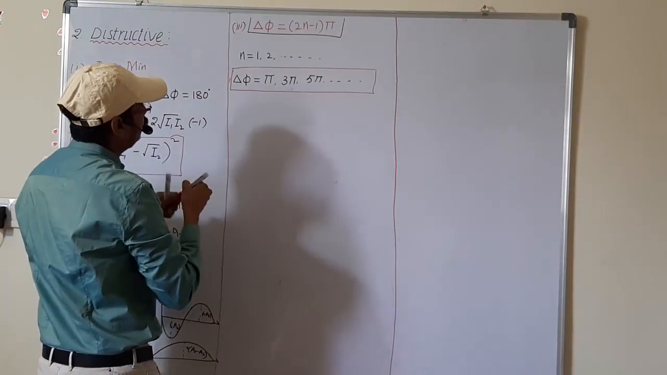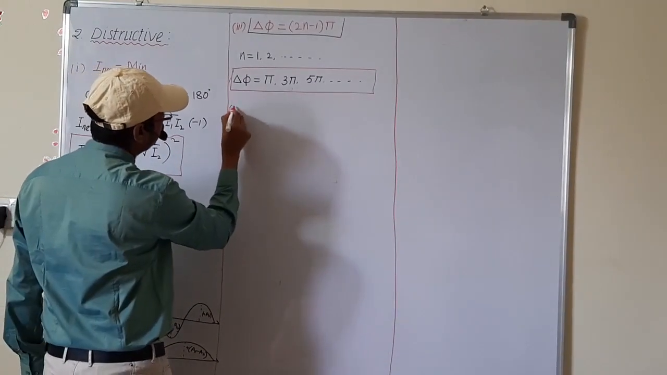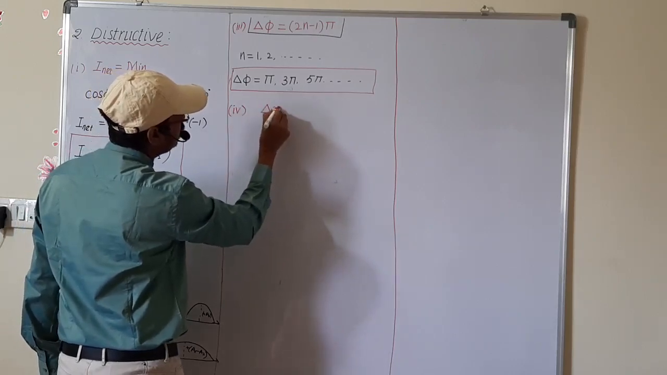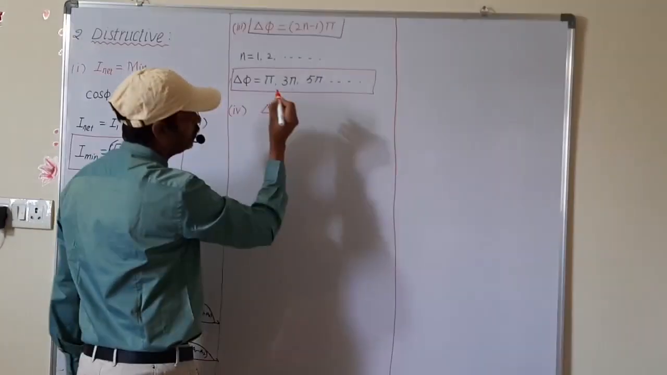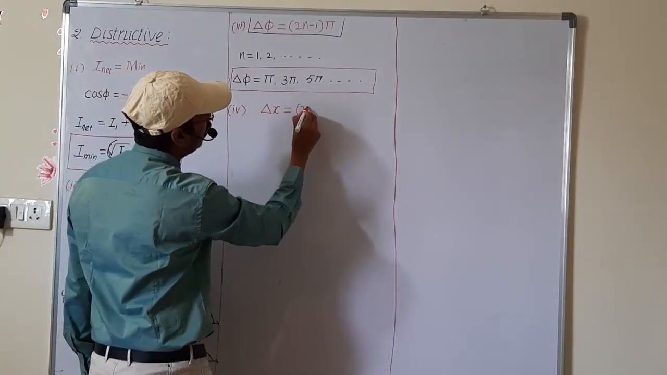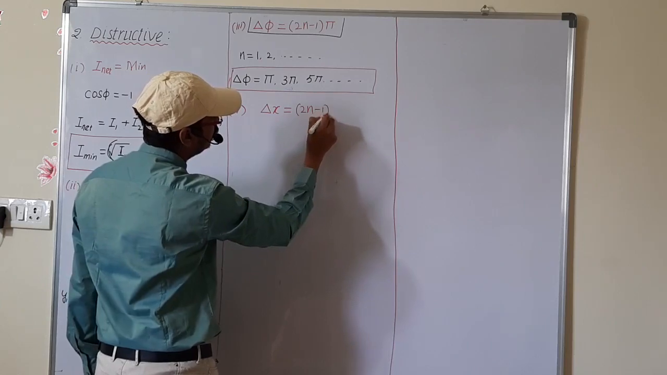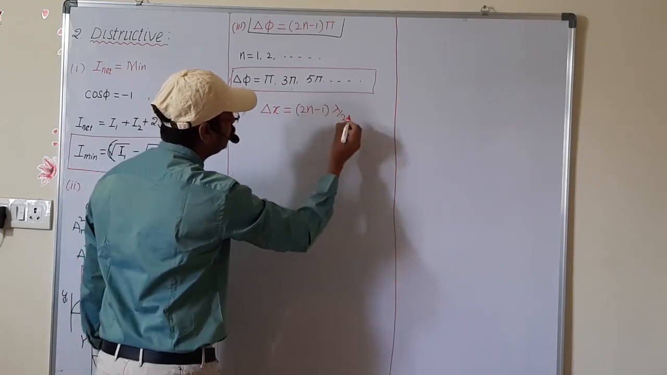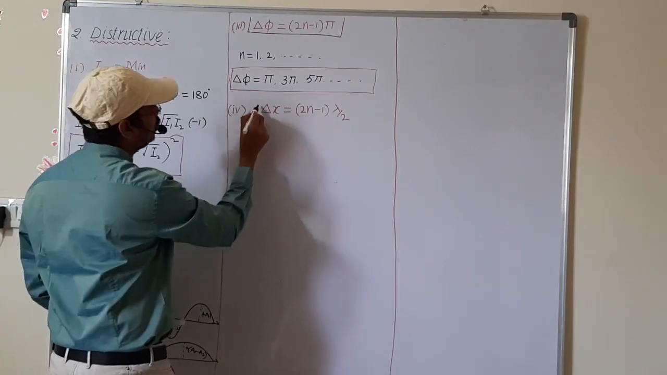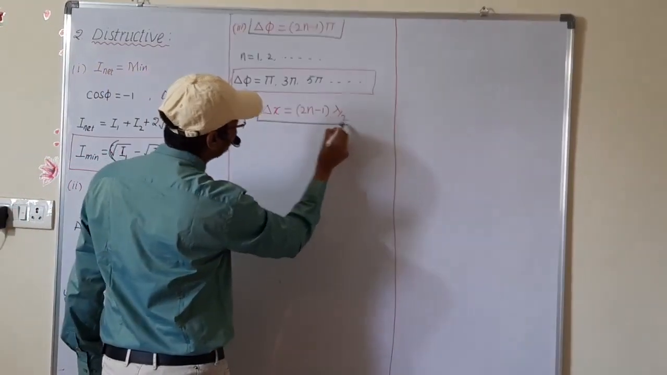Now the fourth point we can discuss in terms of path difference, that is delta x is equal to an odd multiple of lambda by 2. Odd multiple of lambda by 2 will give the destructive interference.